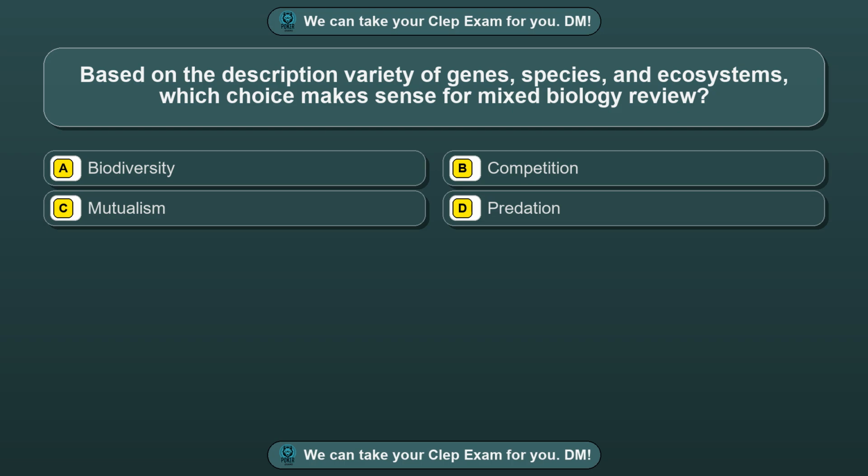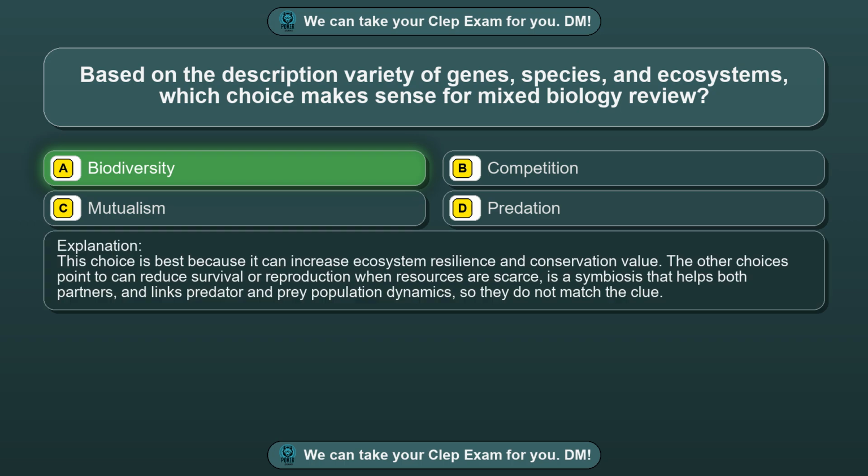Option A, biodiversity. Option B, competition. Option C, mutualism. Option D, predation. The correct answer is option A, biodiversity. This choice is best because it can increase ecosystem resilience and conservation value. The other choices point to something that can reduce survival or reproduction when resources are scarce, a symbiosis that helps both partners, and something that links predator and prey population dynamics, so they do not match the clue.